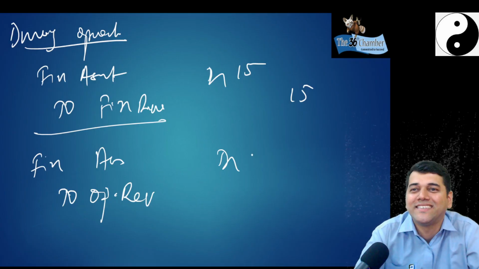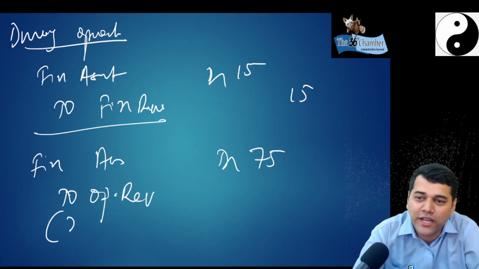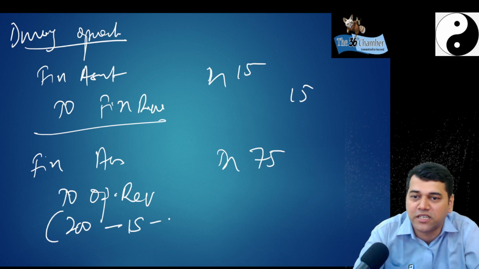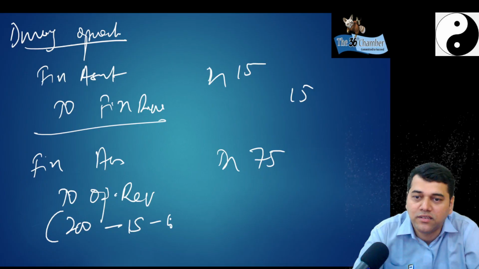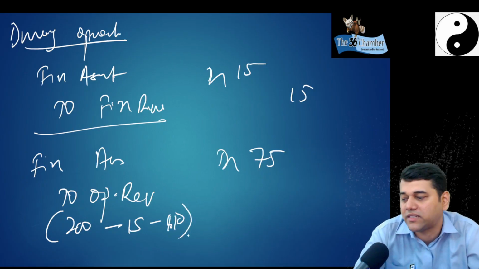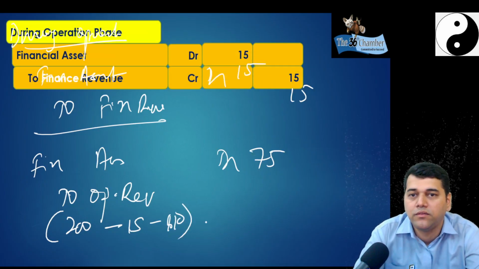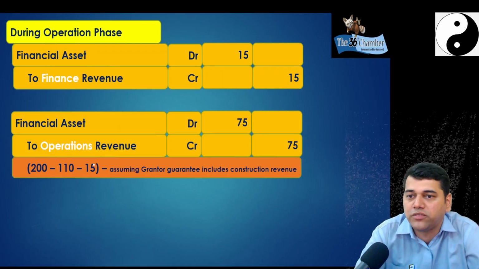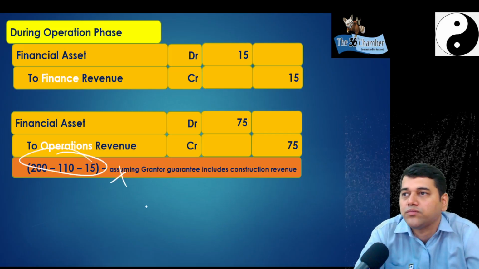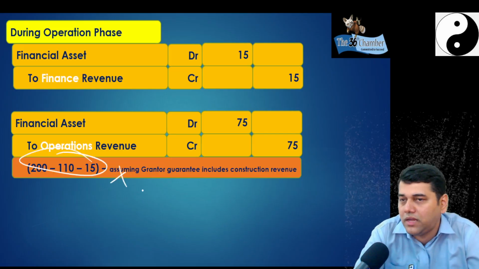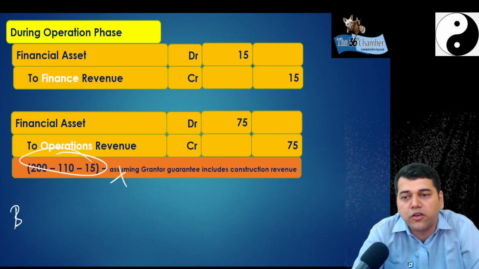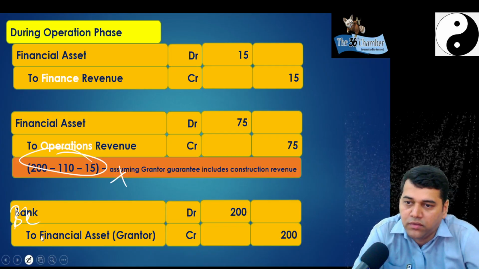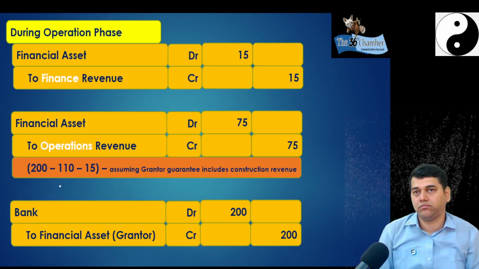How much? 75. How did you get it? 200 is what the government guaranteed you, minus 15 for the interest income, minus 110 for the contract, which you are supposed to do in the new syllabus, because the information is not given to you. And the last one, you receive the money from the government: bank account debit to financial asset. And the government is called the grantor.